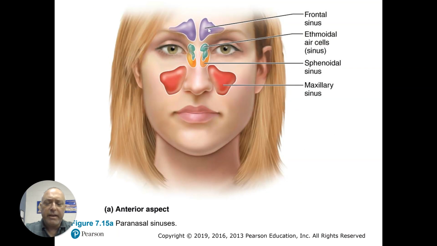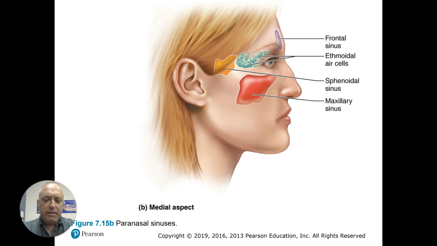So there is a frontal sinus, an ethmoidal sinus, sphenoidal sinus, and maxillary sinus. The maxillary being the largest, the frontal being the second. This is the anterior aspect of the paranasal sinuses. Here's a medial aspect showing the large maxillary sinus, the fairly large frontal sinus, but then we've also got a sphenoidal sinus, and there are ethmoidal air cells here, which make up a little sinus as well.